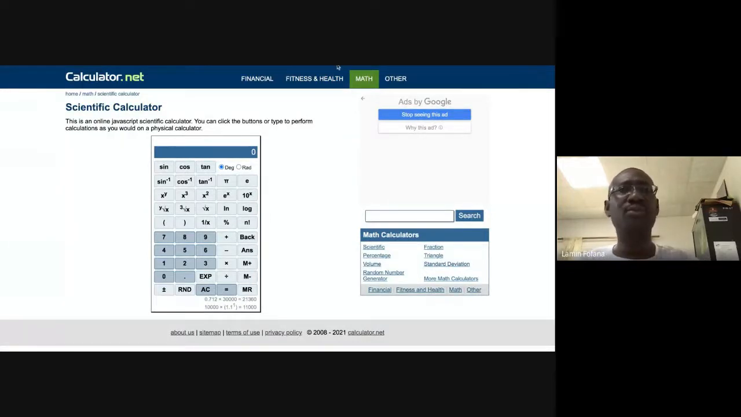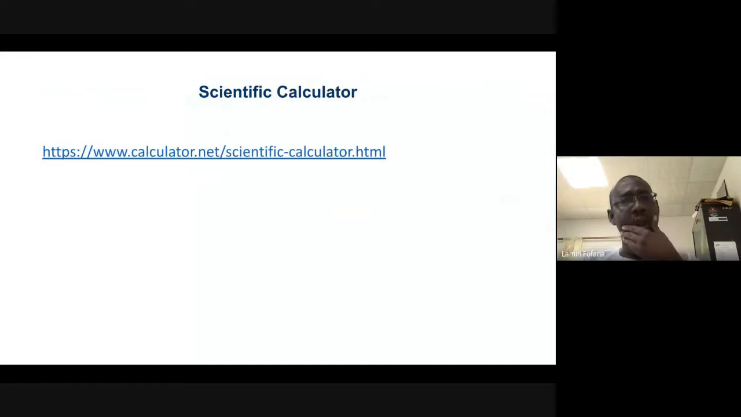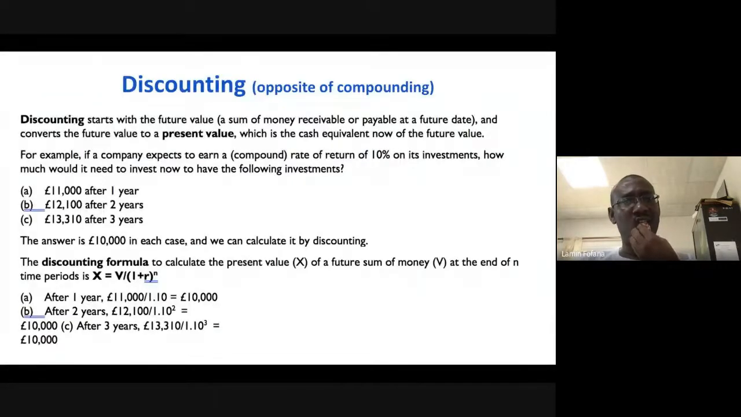Okay, so that's the way we do our compounding. So let's move to discounting. Okay, are we together? Yes, we are. Okay, this was the scientific calculator.